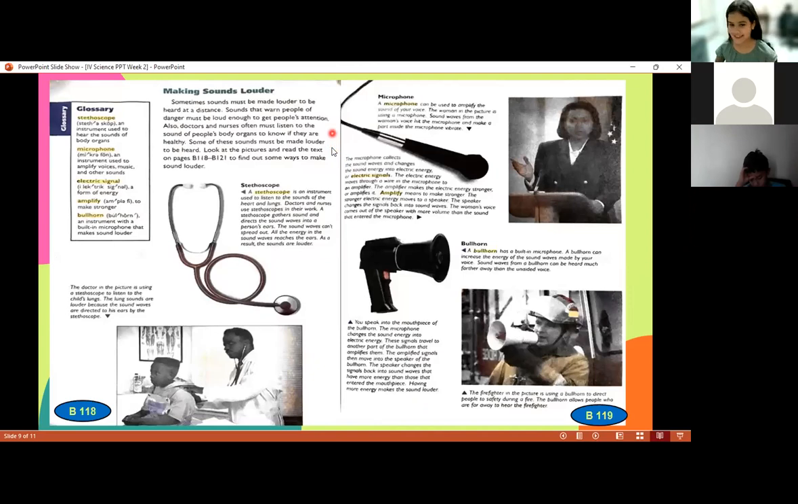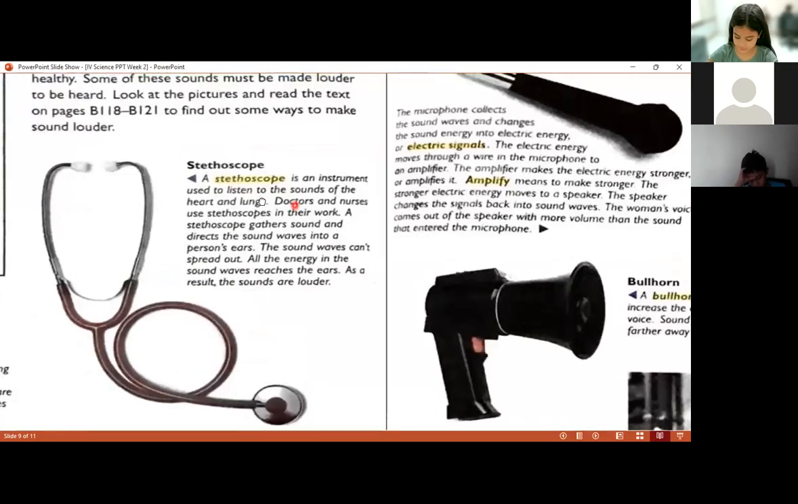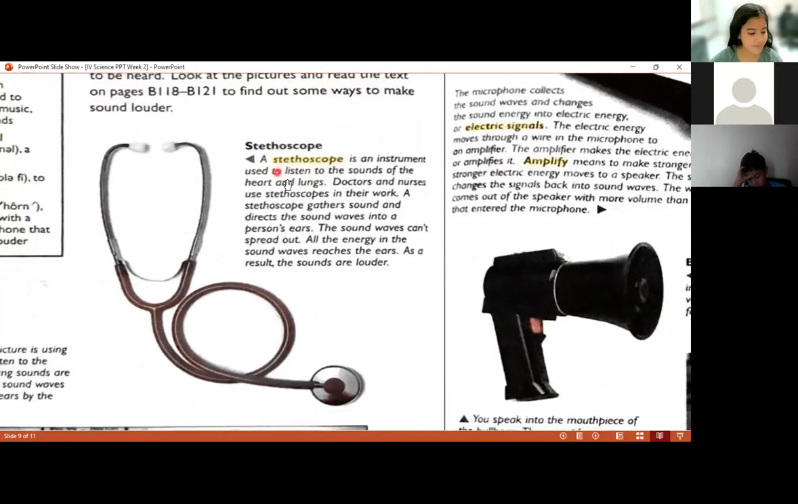Now, here we have on the glossary, on pages B118 and B119, more information about these instruments. Remember, I have the picture here in the information. Doctors and nurses must listen to the sounds of your body, but not just of the heart. So here we have a stethoscope. Let's see, Rebecca, help me to read the information about the stethoscope, please.